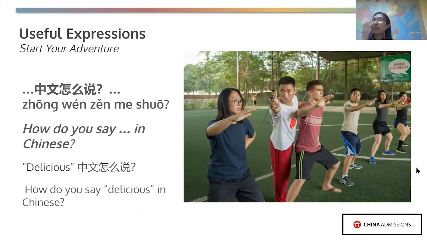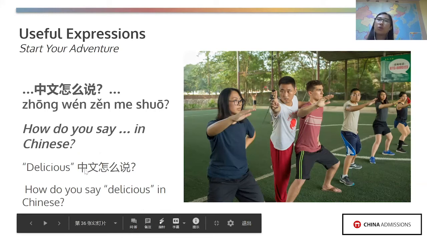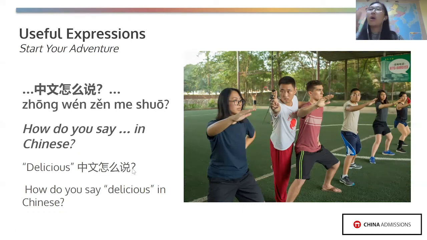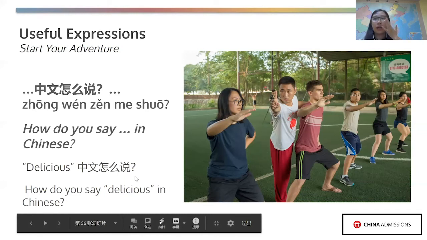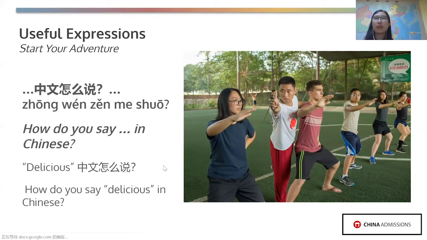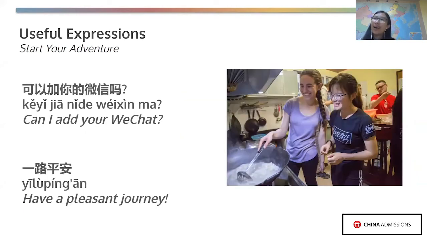If you also want to learn some Chinese during your traveling, you can learn this sentence. How do you say delicious in Chinese? How do you say blah blah in Chinese? Very simple. You put the English word first, and then 中文怎么说？Or you can just point at this thing and ask how to say it in Chinese, right? You can say, 这个中文怎么说？这个 is this, right? So, 这个中文怎么说？Okay.